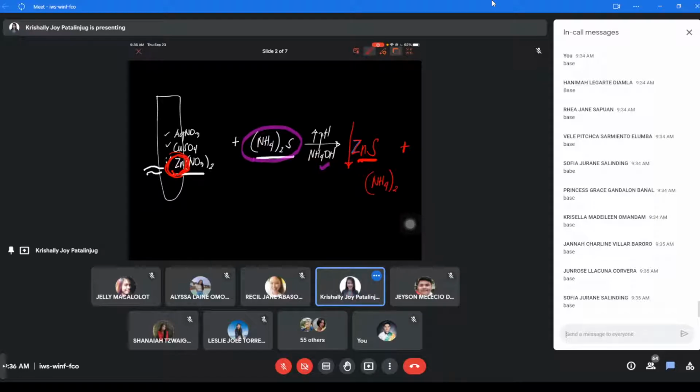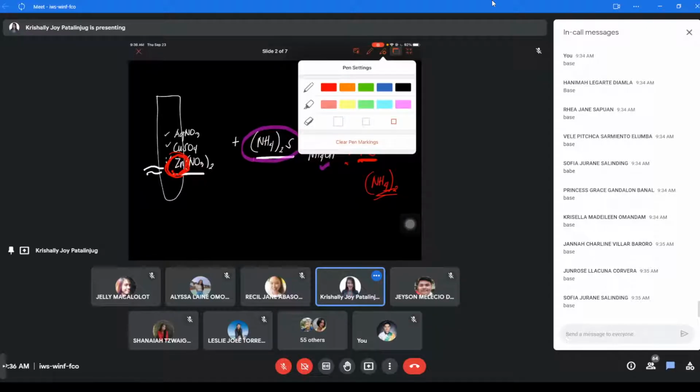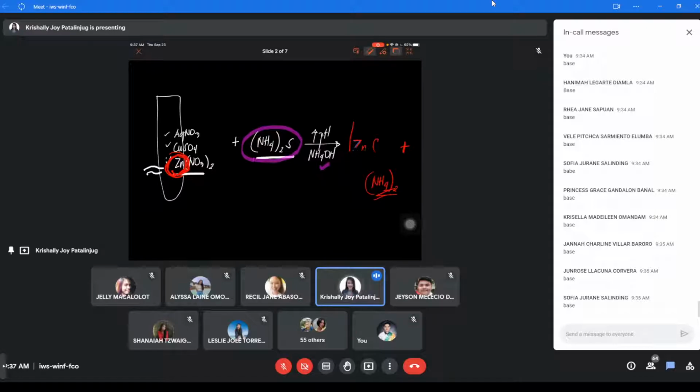nitrate. Sorry. Wala palang subscript. Ayan. Zinc sulfide at ammonium nitrate. Alright? So this is the byproduct, liquid form. Okay? So that is the complete. Pero kapag tinanong, ano yung precipitate, ito lang yung precipitate. Yan lang yung precipitate. Okay, sige, let's have group 4.